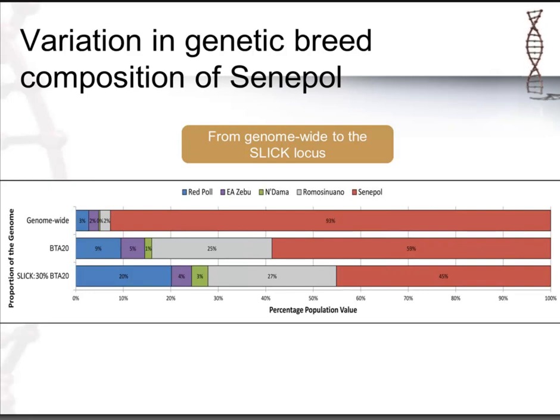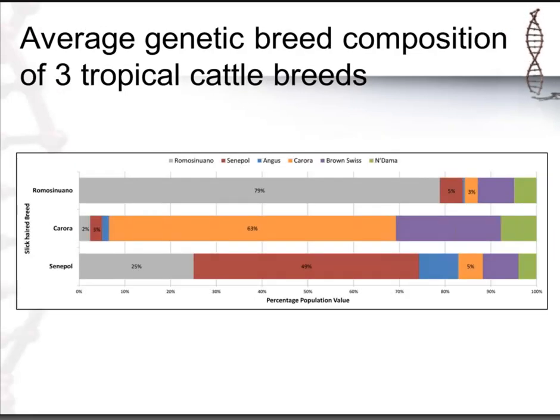So that was a way to look at this a little bit differently when you're looking at breed composition. Another thing that we wanted to compare, since we were looking at ancestry, was the average breed composition of the 3 different tropical cattle breeds. The majority of the animals were Senepol, but we also had the Carora and Roma Sinuano. We do have to note that in this particular figure, we only had 2 Roma Sinuano as opposed to 10 Carora that we averaged together and 38 Senepol. So there's a very different degree of the animals represented.